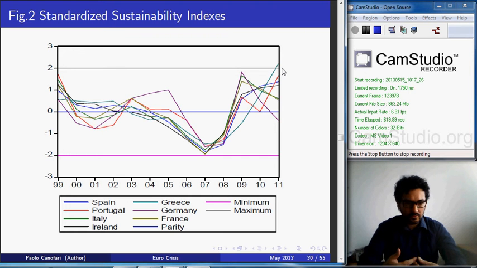And so in this paper, our conclusion is that we need in Europe to reduce the austerity measures, to make these measures consistent with the existence and the survival of the monetary union.